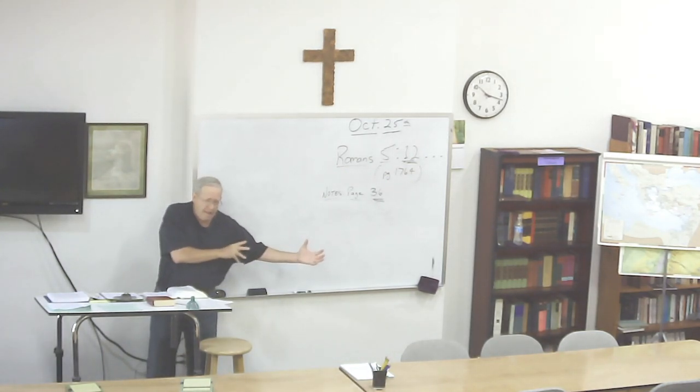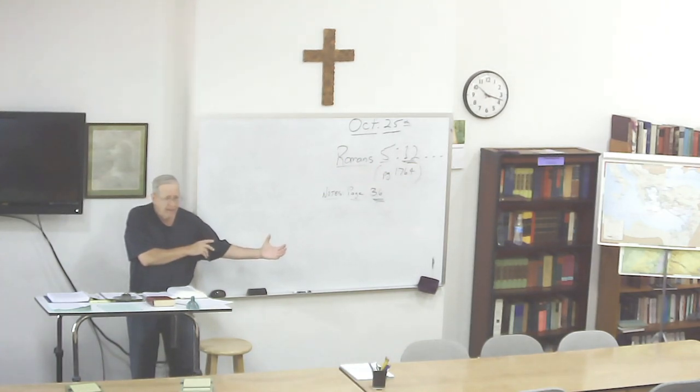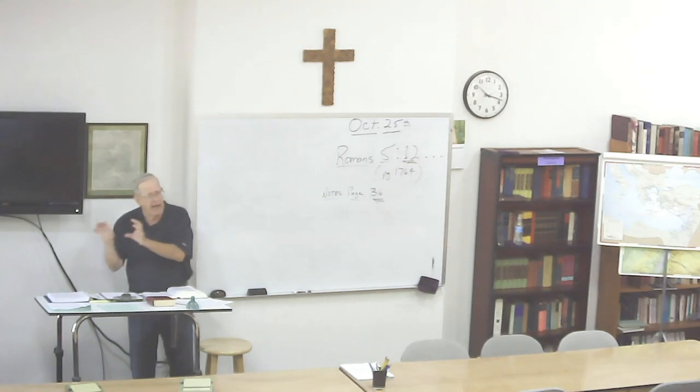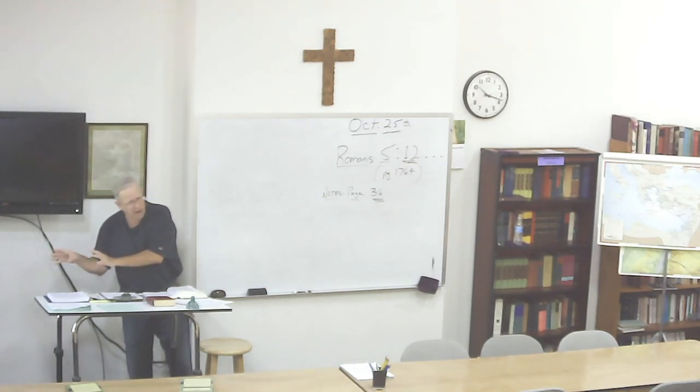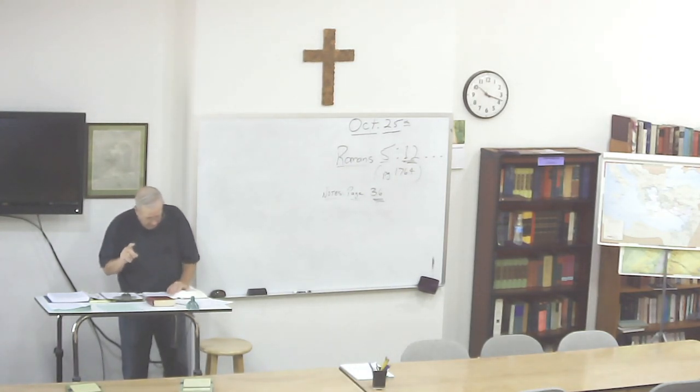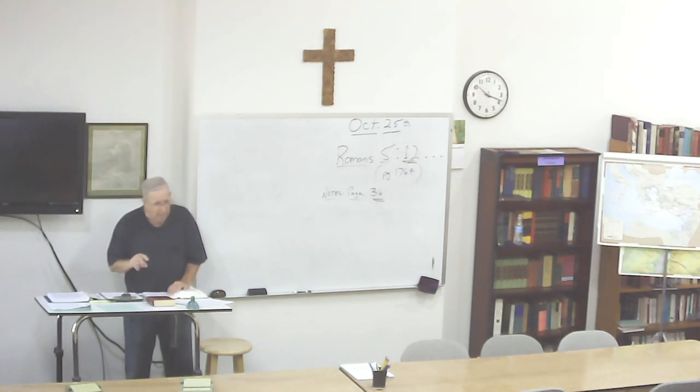So he's going all the way back to the beginning. And he's saying, okay, just as in this case, as we'll see as we go on here, the same is true for salvation. Notice what the very next thing he says. The free gift is not like the transgression. For if by the transgression of the one, the many died, how much more the grace of God and the gift by the grace of the one man, Jesus, abound to the many.